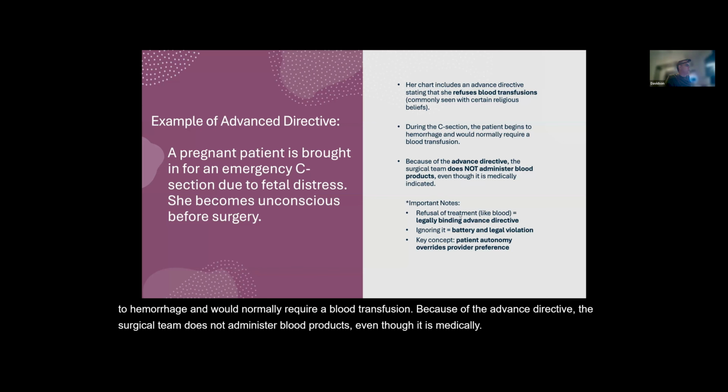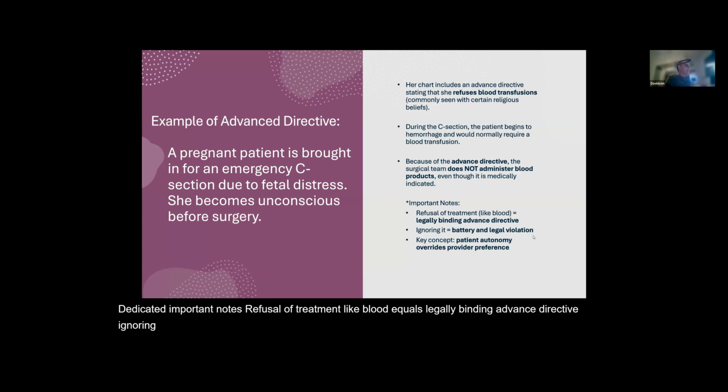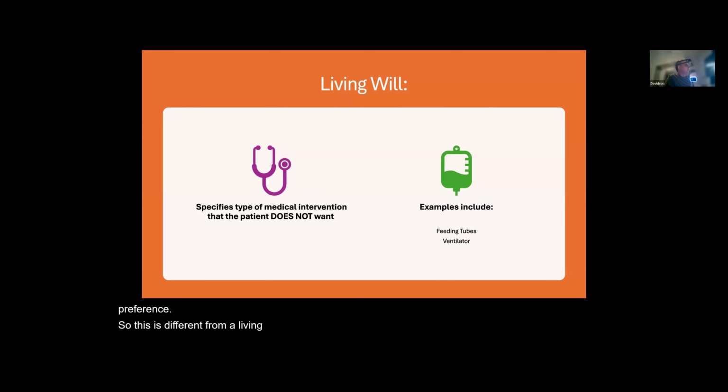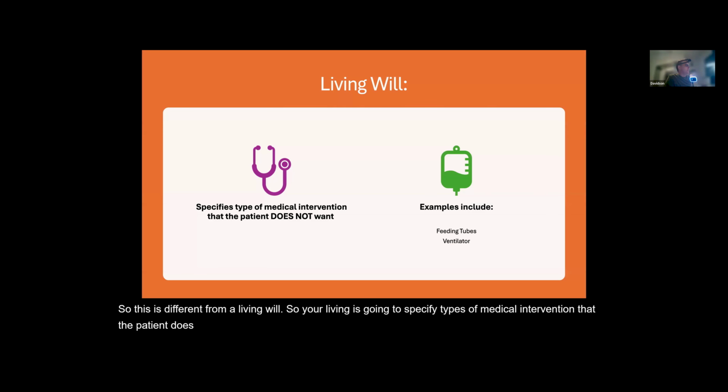Important notes: refusal of treatment like blood equals a legally binding advance directive. Ignoring it equals battery and legal violation. Key concept: patient autonomy overrides provider preference. So this is different from a living will. Your living will is going to specify types of medical intervention that the patient does not want. Examples include feeding tubes and ventilator.